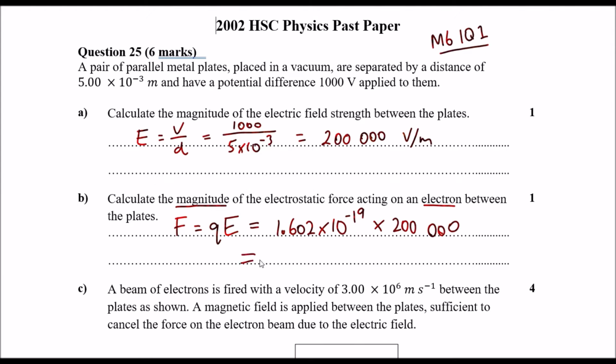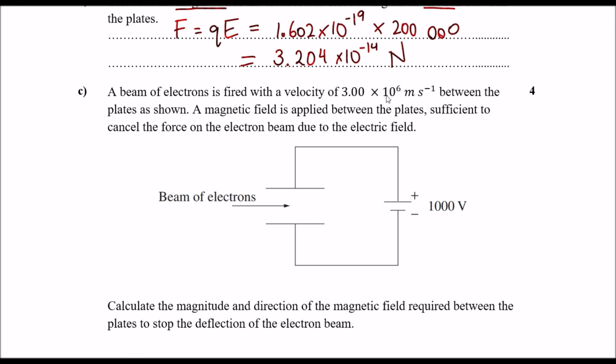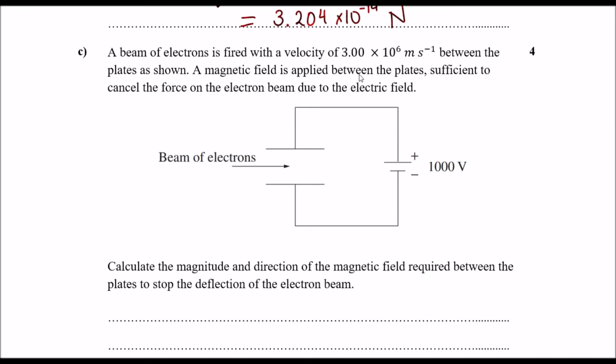Okay, let's put that into our calculator and see what we get from that substitution. So we get a value of 3.204 × 10 to the power minus 14. It's a force, so it's in newtons. Okay, next one. We have a beam of electrons fired with a velocity of that speed there between the plates as shown. A magnetic field is applied between the plates sufficient to cancel out the force on the electron due to the electric field.